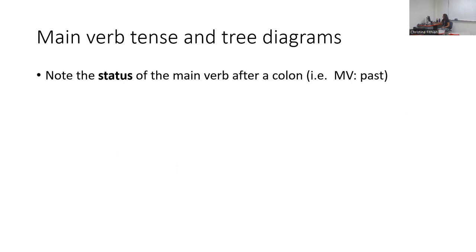So we're going to start to add the status of the main verb after a colon. And it's going to look like this. We're going to put MV for main verb, and then we're going to indicate as many of the status features as we have, such as tense. Every verb will always have tense in the main verb. And it may or may not have aspect, and it may or may not have mood. So we will have to indicate those too. And so we're going to practice doing that today.